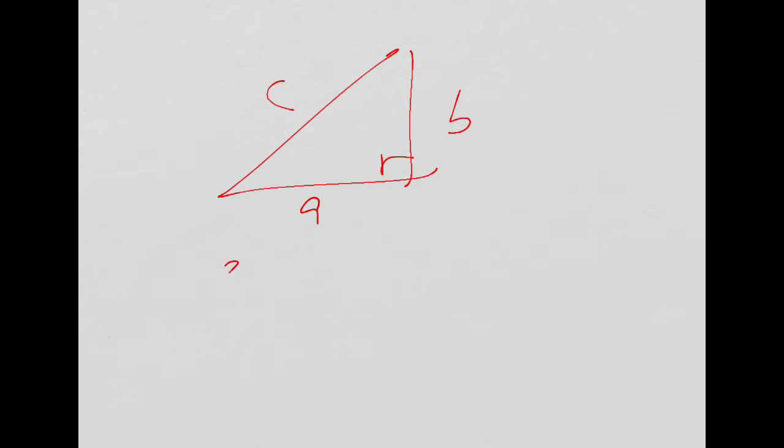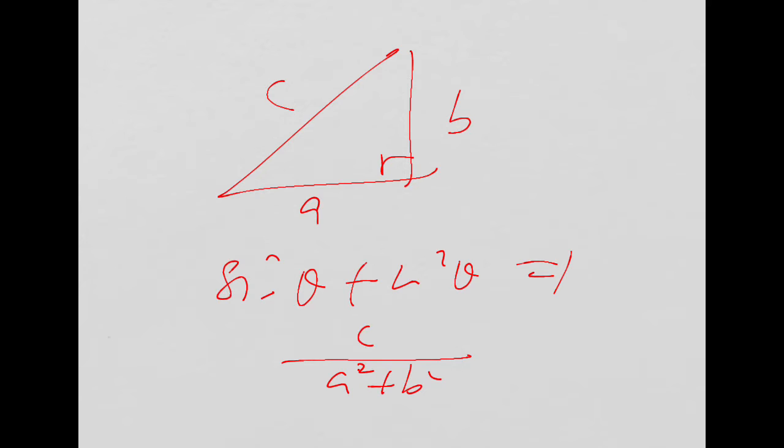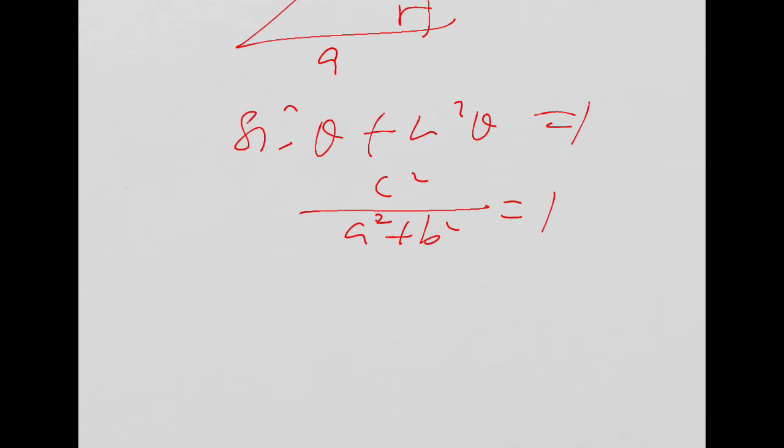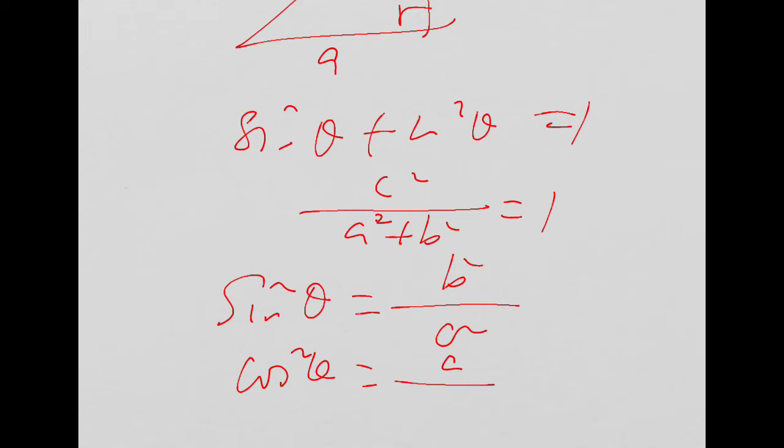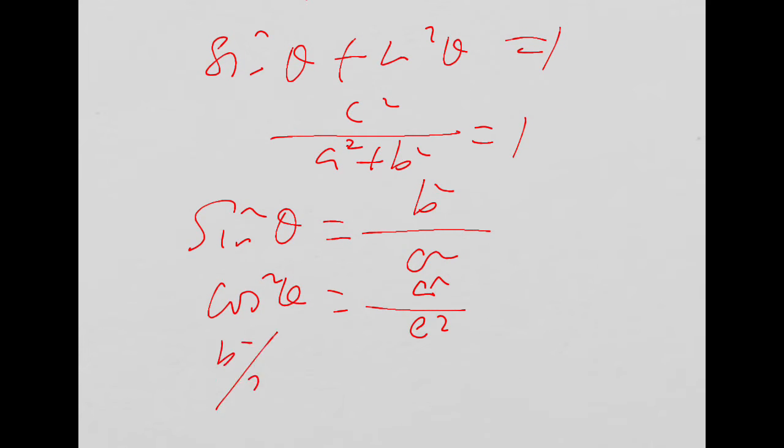Sine squared plus cosine squared equals 1. This comes from the Pythagoras theorem, a² + b² = c², divided by c². Why? Because sine theta is vertical divided by the longest length, and cosine theta is horizontal divided by the longest length. So isn't that b² over c² plus a² over c² equals 1? So sine² plus cosine² equals 1.